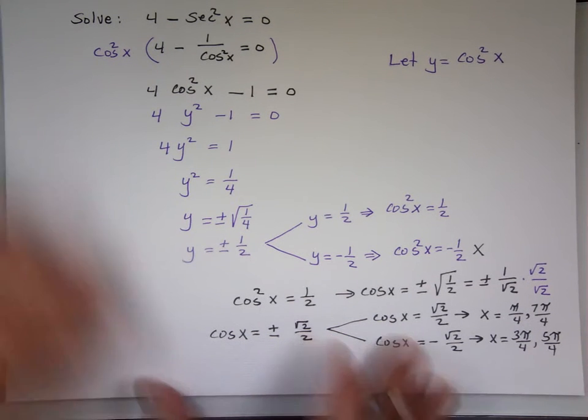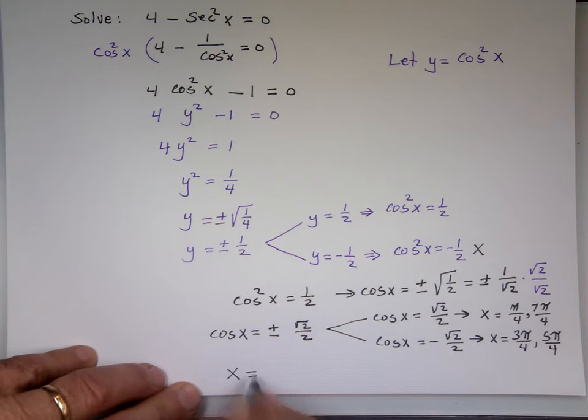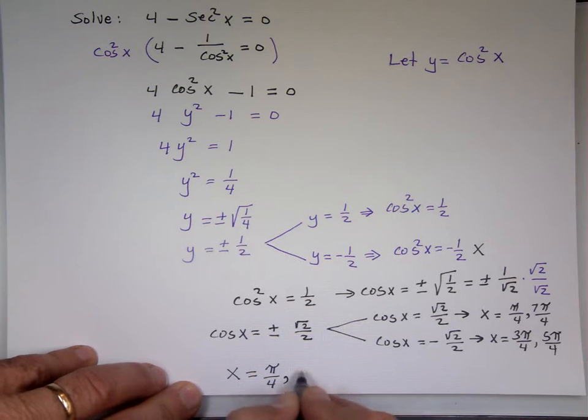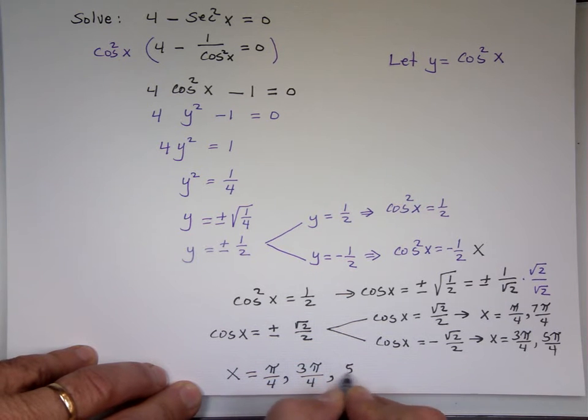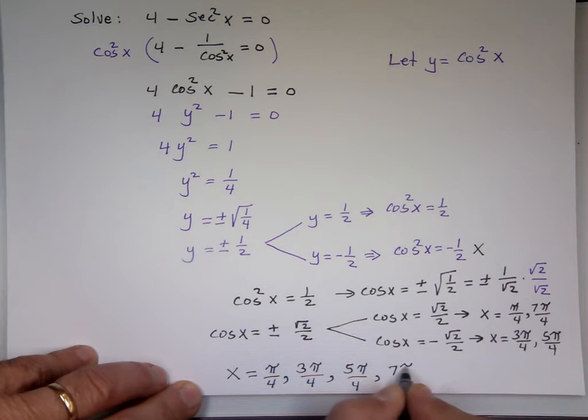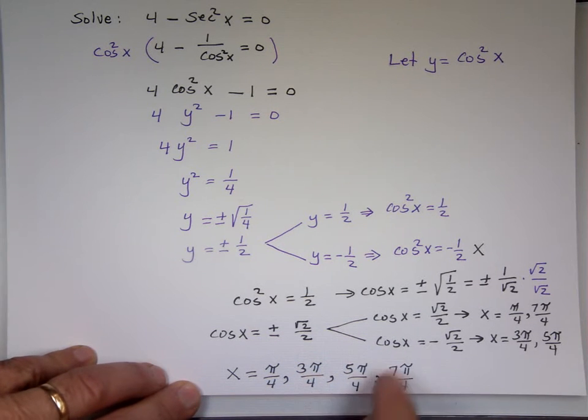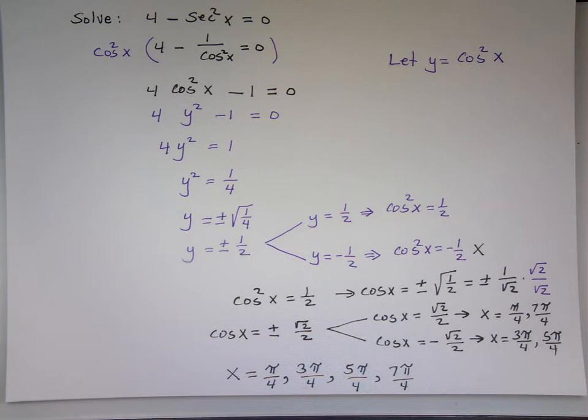So I can say now x will have, I like to put them in order from small to large: pi over 4, 3 pi over 4, 5 pi over 4, and 7 pi over 4. 7 is bigger than 5, 5 is bigger than 3, 3 is bigger than 1. So I like to put my answer in increasing values. Those are the four angles that if you plug them in, the left side will go to 0. There are 4 of them for this example.